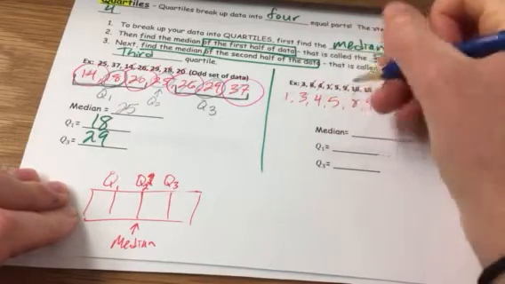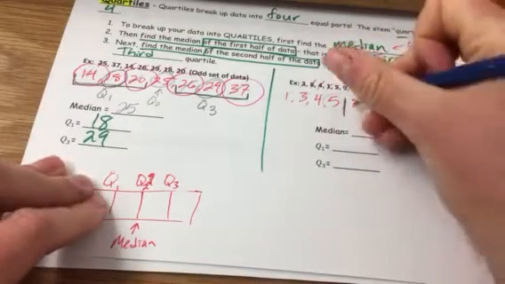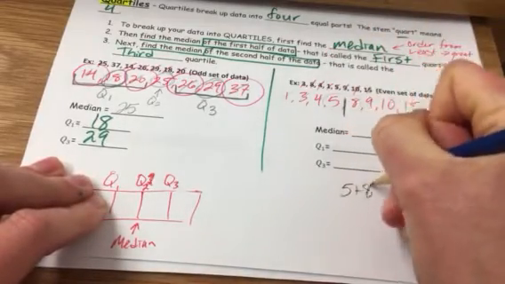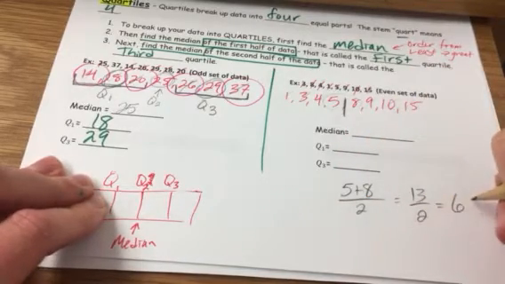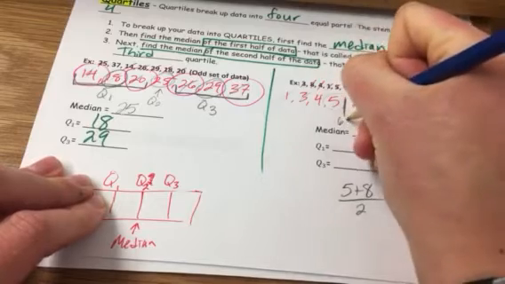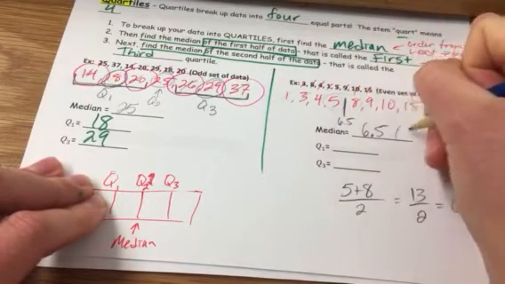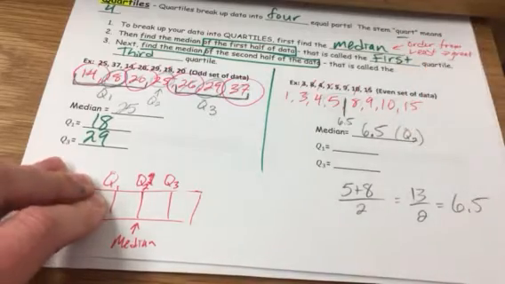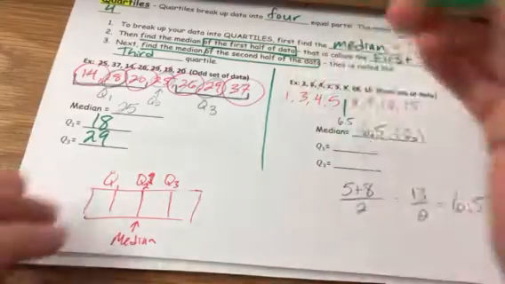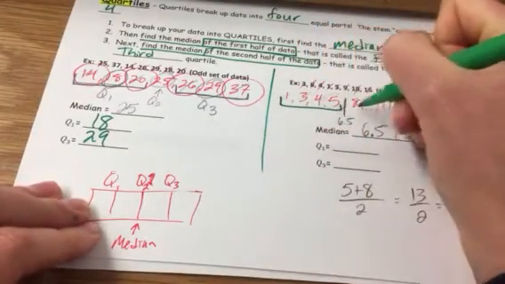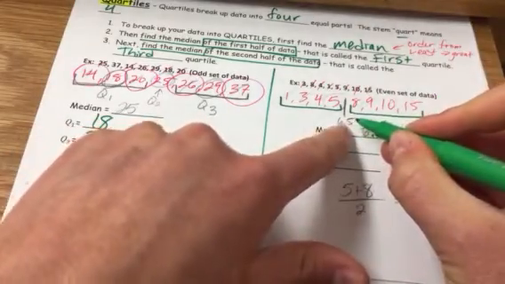Okay, so I have these two, which means my median is going to be right in the middle. To find the median of that, I'm going to do 5 plus 8 divided by 2. That's 13 divided by 2, which is 6.5. So my median is 6.5, or that's what I can also call my second quartile. Let's take a look at this first half of data, and this is my entire second half. I'm not going to include the median here.